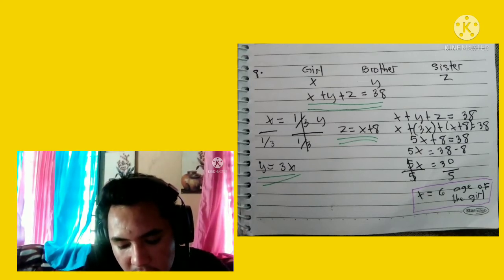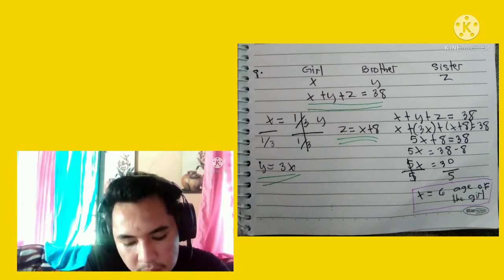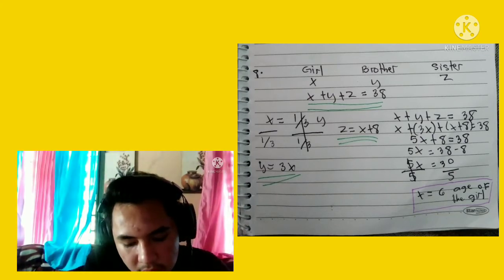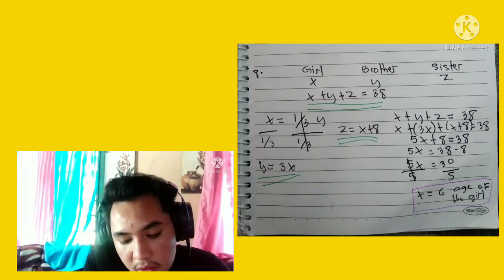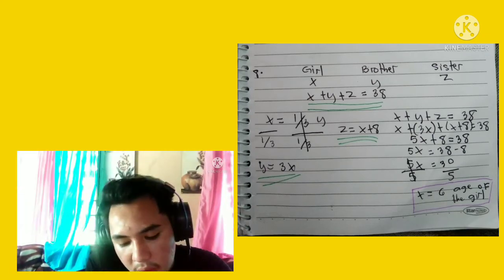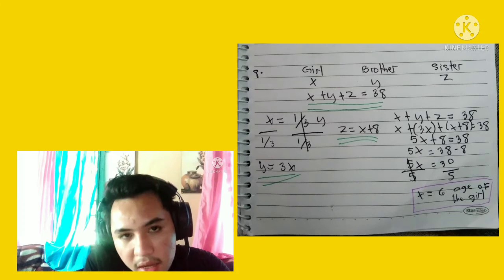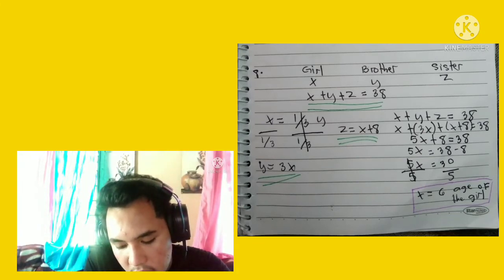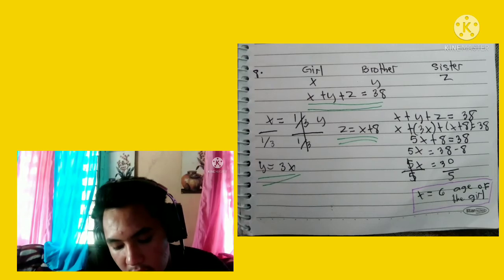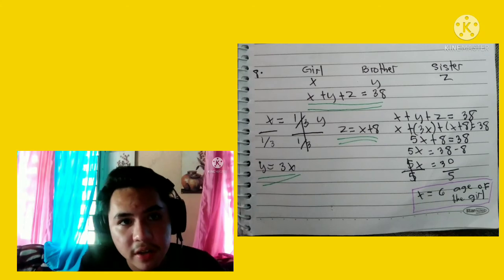So x plus y plus z equals 38, and x plus our y, which is 3x, plus our z, which is x plus 8, equals 38. So we solve, so we have now 5x plus 8 equals 38. So 5x equals 38 minus 8, so we transpose that. So we divide both sides by 5. We will get x equals 6, and that is the age of the girl.